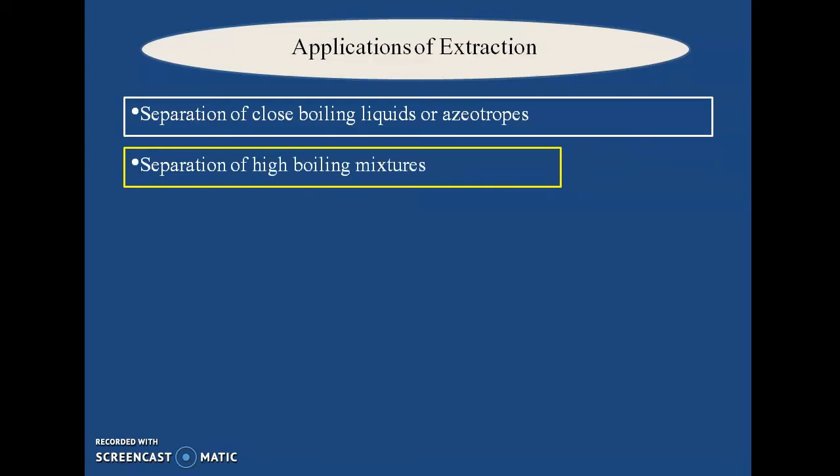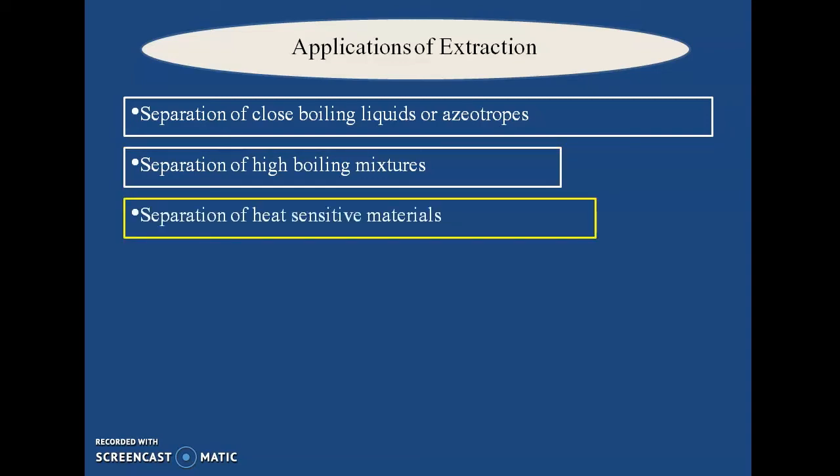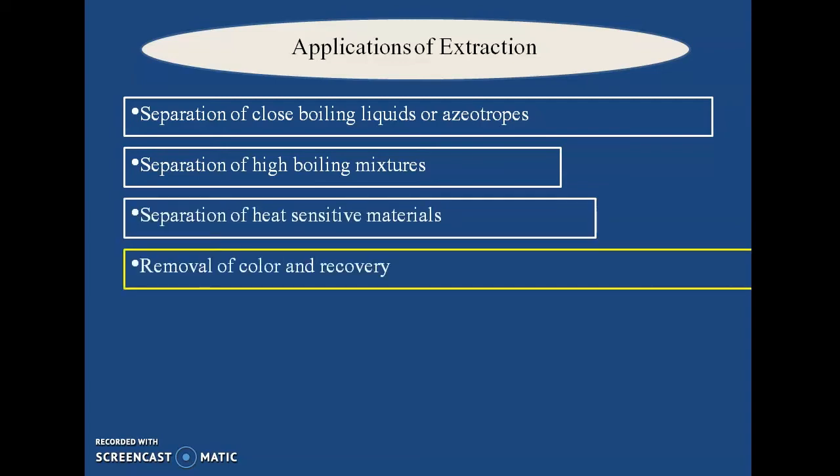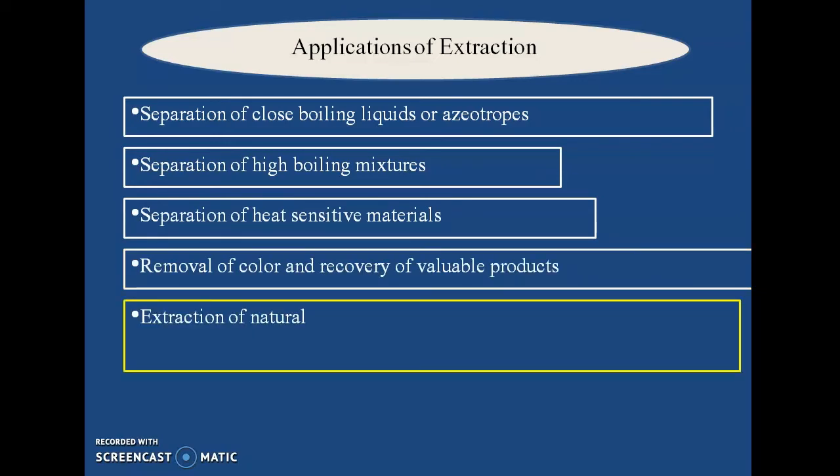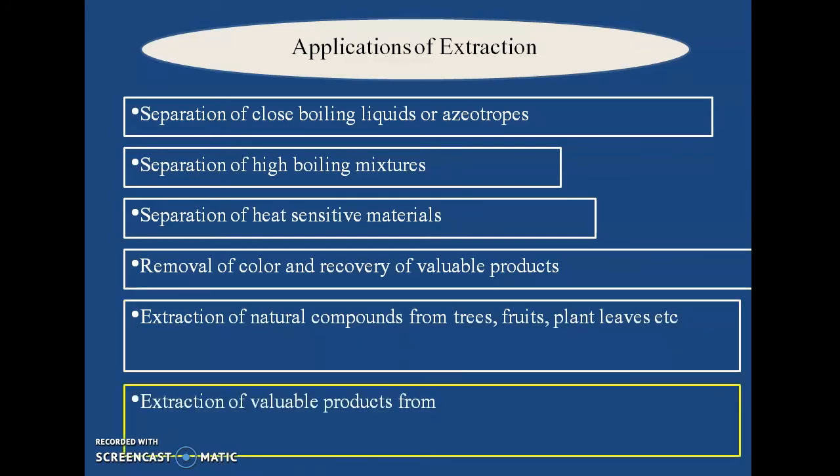Separation of high boiling point mixtures, that means we cannot generate the second phase by supplying energy because it needs a lot of energy, which is cost consuming. Separation of heat sensitive materials. So the materials which are sensitive to heat, we cannot supply energy to them, so in that case also we can separate them through extraction. Removal of color and recovery of valuable products. Extraction of natural compounds from trees, fruits, plant leaves, etc. Extraction of valuable products from fermentation growth. These are some applications of extraction.